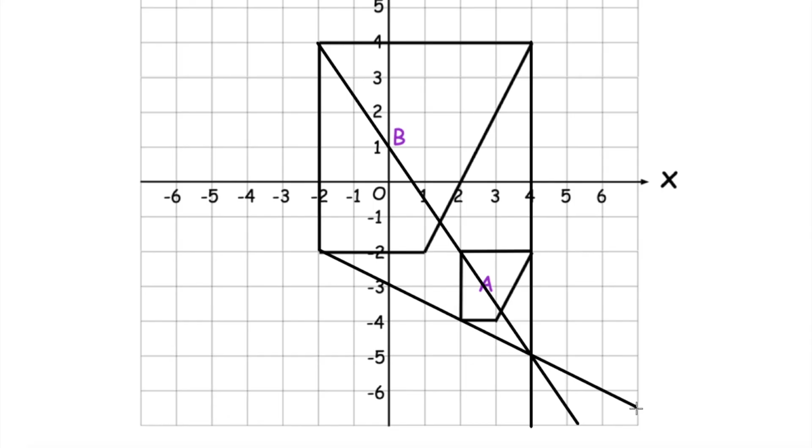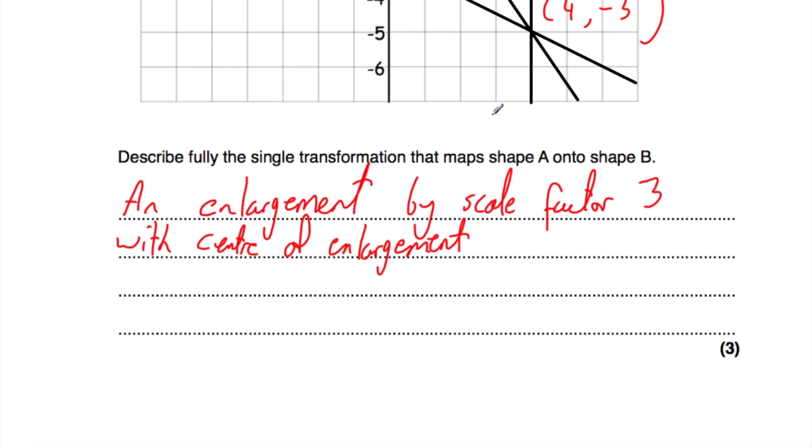And as you can see, these lines are all crossing over at this point here, the point 4, -5. So it's going to be the center of enlargement, 4, -5. So that's the center of enlargement. So the single transformation to map shape A onto shape B would be an enlargement by scale factor of 3 with center of enlargement 4, -5. And that's it. Okay, let's look at our next question.